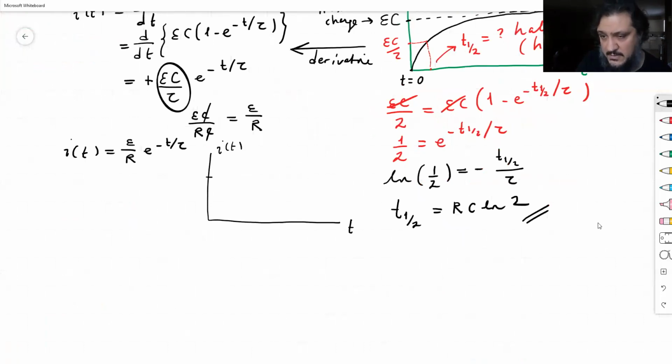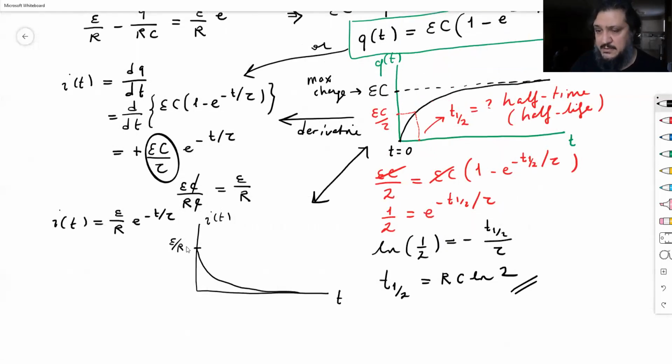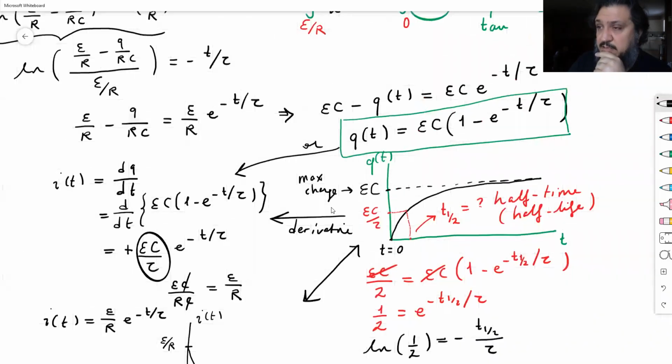We're going to start right here, E over R, but it's going to simply decay like this and become 0 eventually. All right, so that's the relation between the two here. The charge increases following this function, whereas the current is decreasing, exponentially decreasing, okay? So that's when we have the capacitor charging.